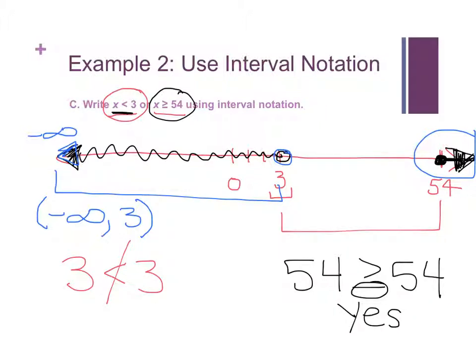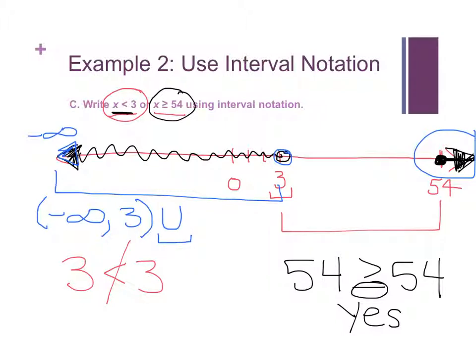Now, because I have two separate shading areas, I'm going to connect these two intervals by a union. If you think about a union as two people getting married, they talk about marriage being a union between two people. You're combining two people into one lifestyle, or one marriage, or one family. So here we're going to connect our two interval notations with a union. That's what this symbol means, U for union.